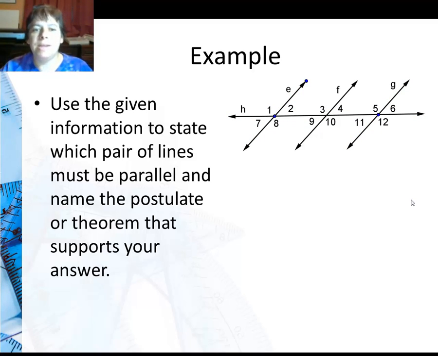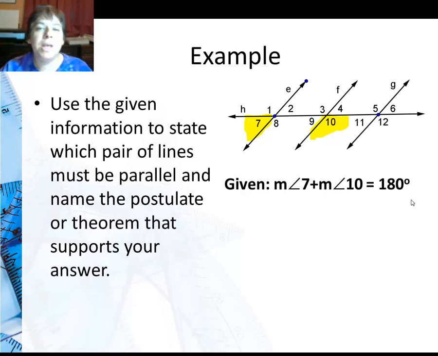For the second example, we're saying that the measure of angle 7 plus the measure of angle 10 is 180. So I'm just going to go ahead and mark both of these angles. I'm not trying to say they're congruent, I just want to see where they are. Then I'm going to mark the line that runs along both of the angles. That's our transversal. Then mark the two lines that make the angle with the transversal. That would be lines E and F. So those are going to be my two lines that could be parallel.